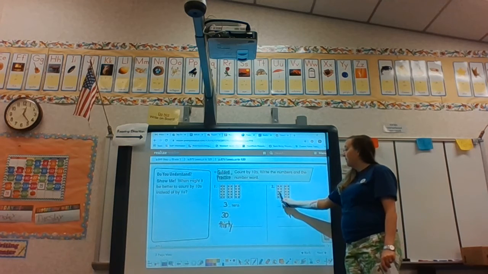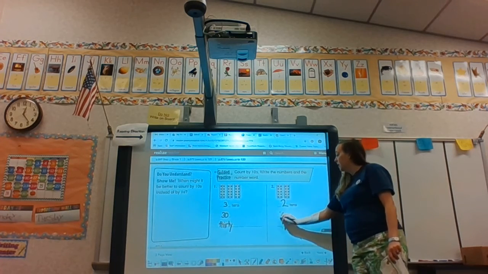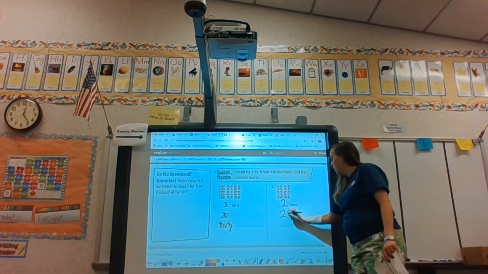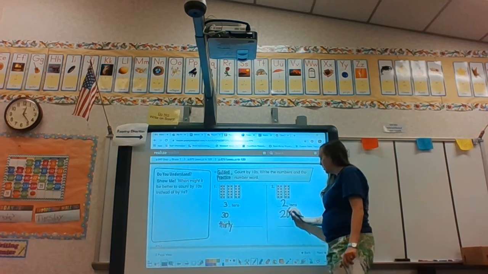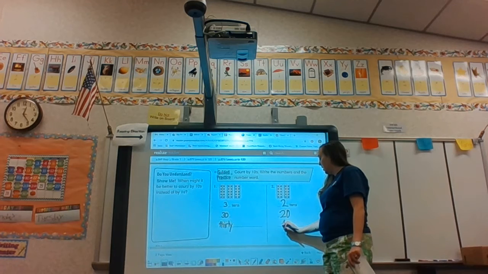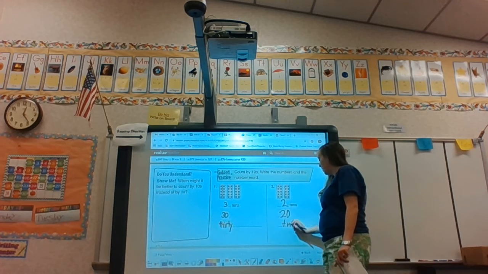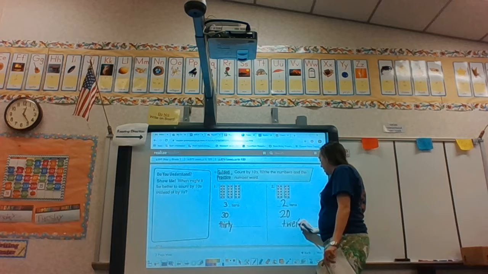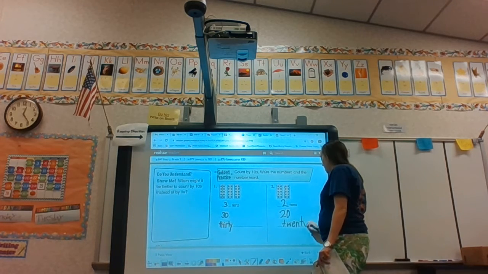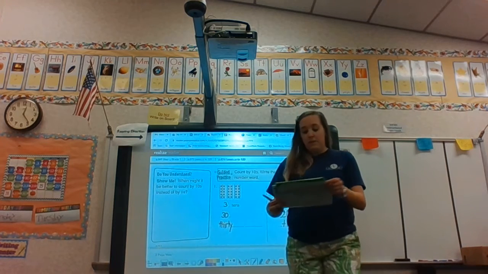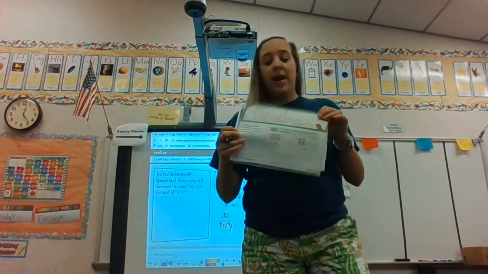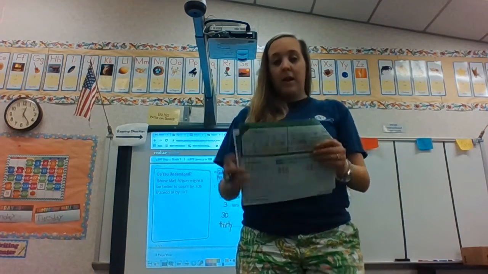Alright, in number 2 we have 1, 2 tens. So that means we have 10, 20 counters. And our word 20 is T-W-E-N-T-Y.